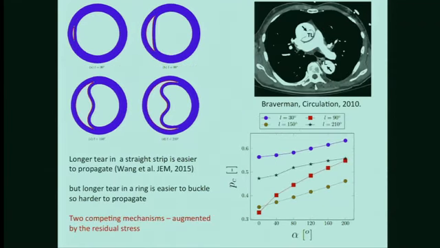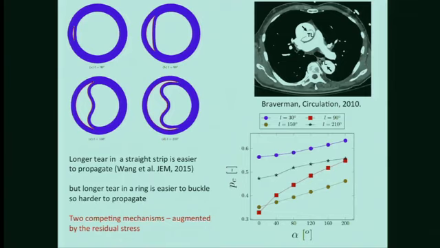The other thing, and I'll just show you this one more slide, is that we also try to study the length of the initial tear. The doctors said a lot of patients have tiny tears, even in normal people, but those tears do not propagate, and sometimes they heal up. Only when the tear length is big enough do they become dangerous and start to propagate. In fact, in our earlier work in a strip, not cylindrical geometry, we discovered that a longer tear is easier to propagate than a shorter one, and that makes sense.